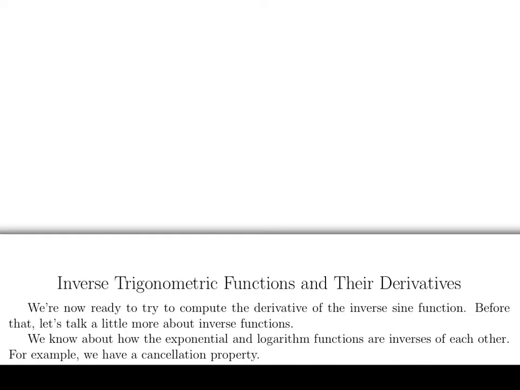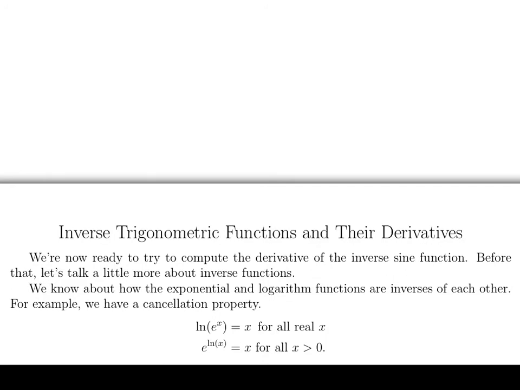Now we already know a little bit about exponentials and log functions, so we have a cancellation property. So for instance, log of e to the x is equal to x for all real x, and e to the log x is equal to x, at least when x is positive. Why the difference? Well, the domain of the log function is only positive real numbers, whereas the domain of the exponential is all real numbers. So it just has to do with the domains of these functions.